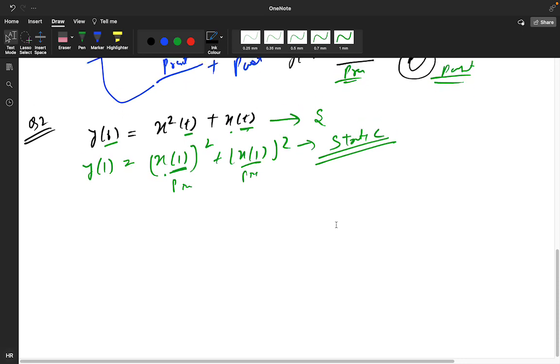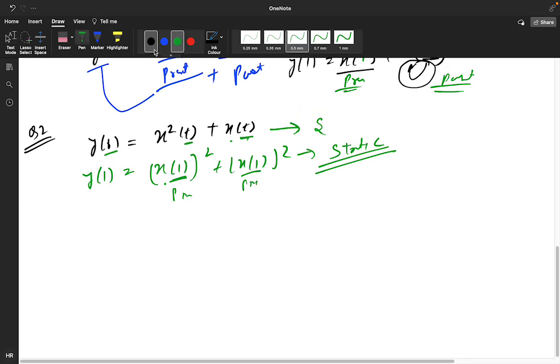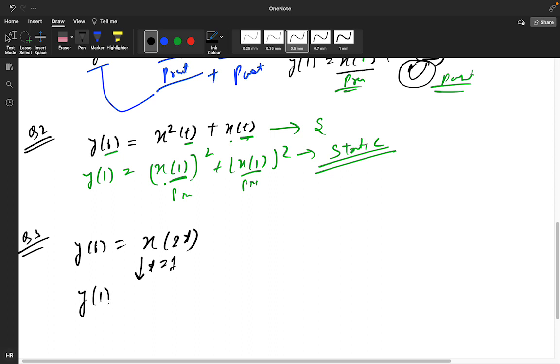Now you have the next question, question number 3. y of t is equal to x of 2t. Static or dynamic? Dynamic. Yes, dynamic. Put t equal to 1, y of 1 is x of 2. So it's depending upon the future value, so it's dynamic.